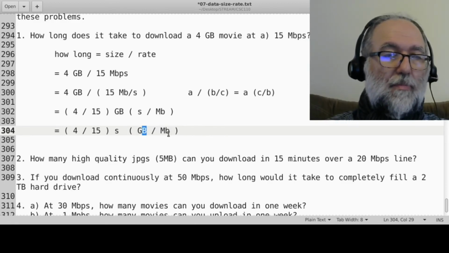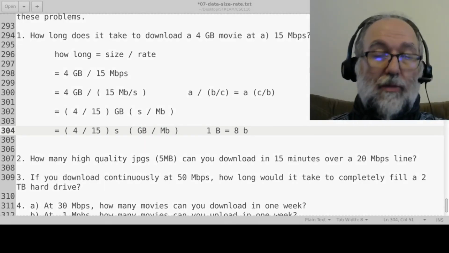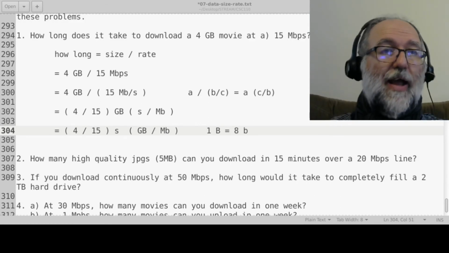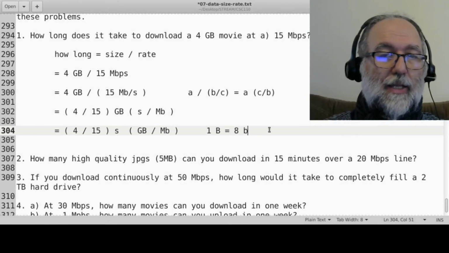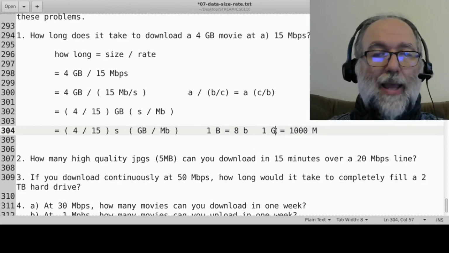To do this, the problem here is that we have bytes and bits. To take care of this, we need to make use of the fact that 1 byte is equal to 8 bits. Okay, that's one fact that we're going to make use of. The other fact that we're going to make use of is that 1 gig is equal to 1,000 megs. Okay, now before I said megabyte here, and gigabyte here and megabyte here, okay?